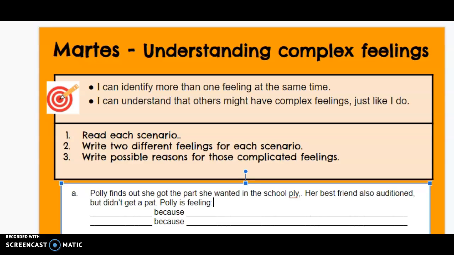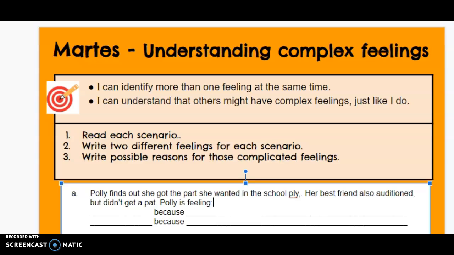We practice to get better, to build connections in our brain, and to make skills permanent. That's why these exercises are very important for you. I want you to read each scenario and then write 2 different feelings for each scenario.